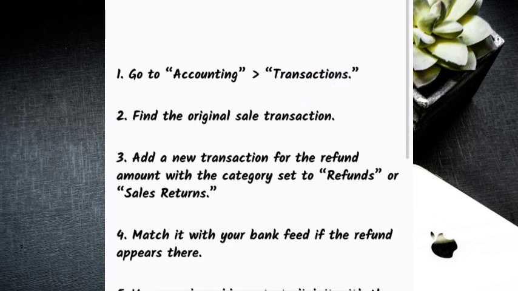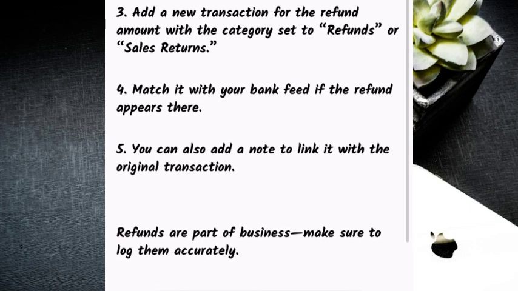And then we're going to find the original sale transactions, and then just add a new transaction for the refund amount with the category set to refunds, or you can set it to sales returns. Now you got to match it with your bank feeds if the refund appears there. You can also add a note to link it with the original transaction.